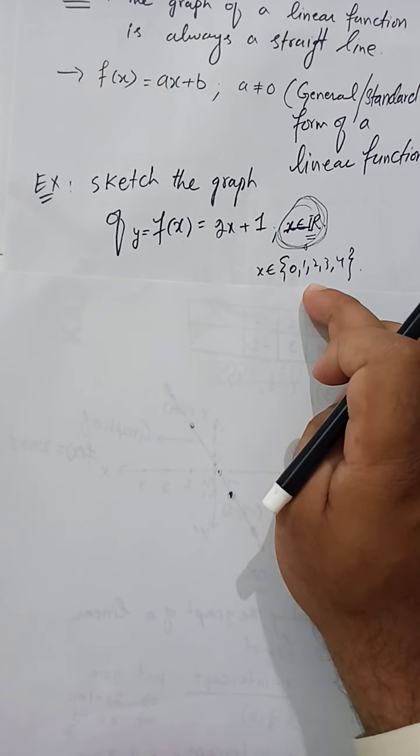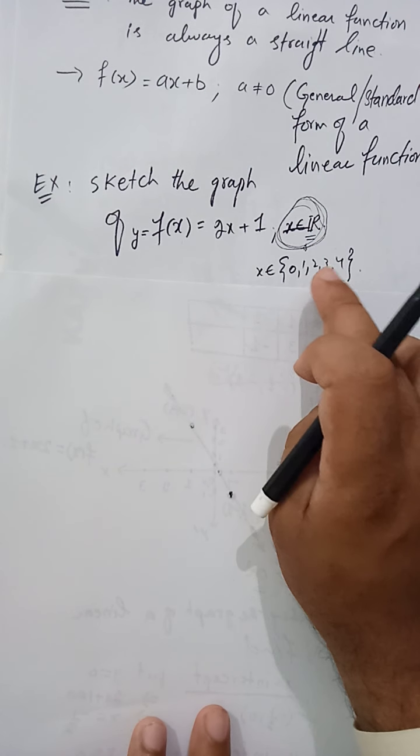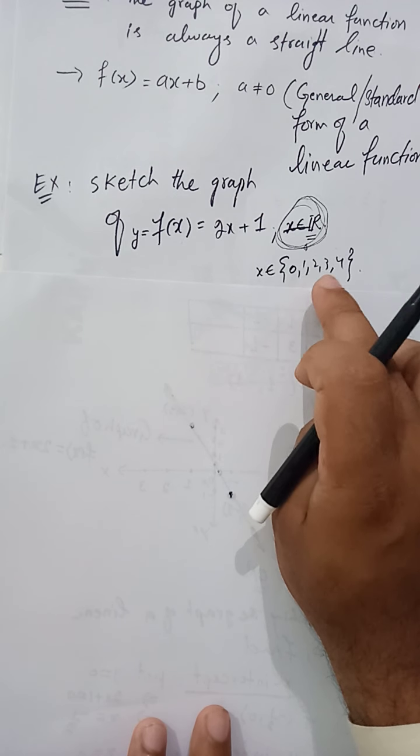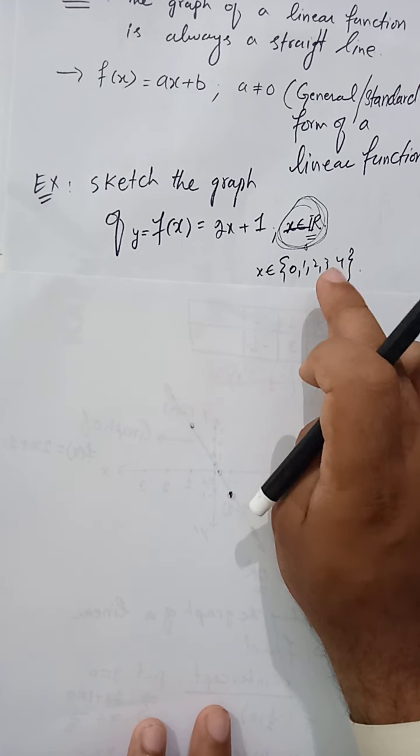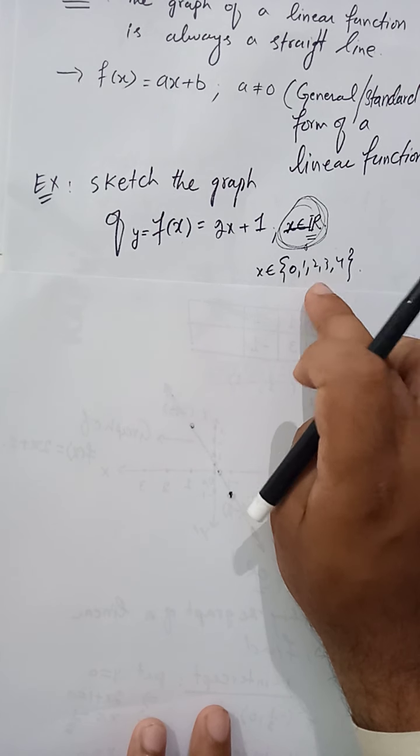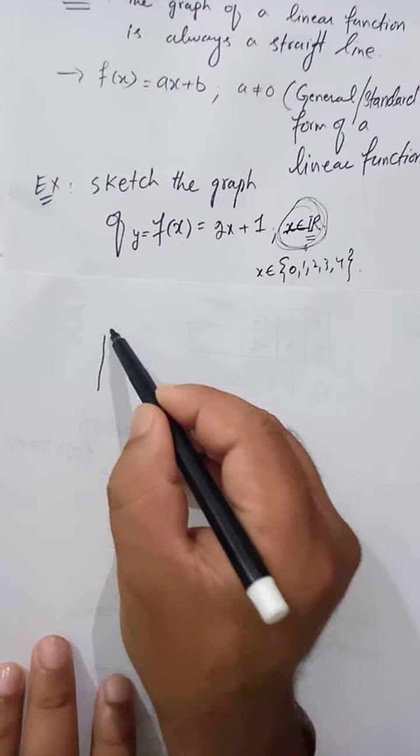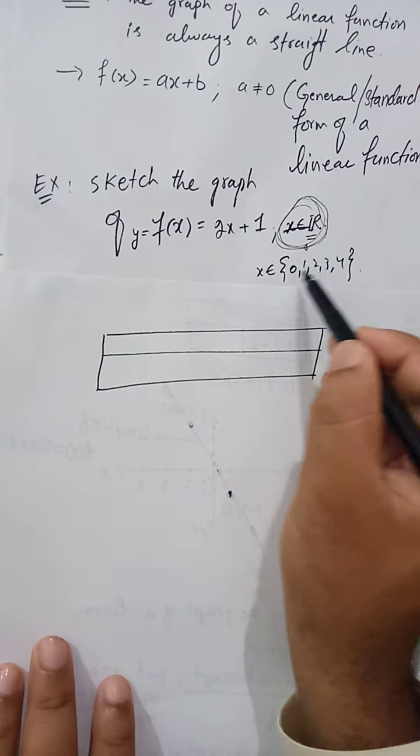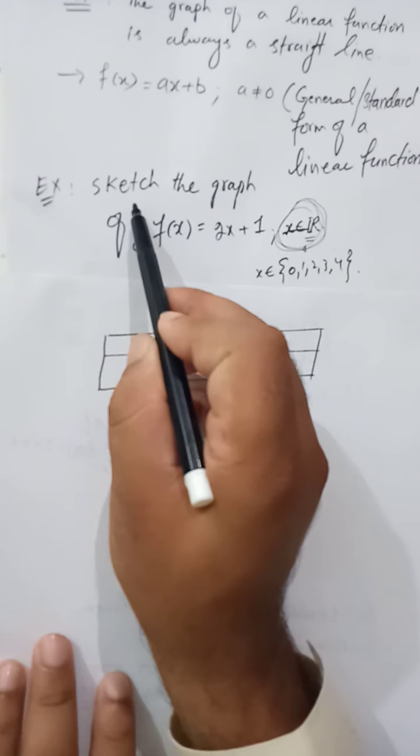The domain is restricted. Although the domain of a linear function is the real numbers R, in this case you need to choose the value of x from this set, meaning this is the restricted domain. It doesn't mean that 5 is not in the domain. 5 is in the domain, but in this question the domain is restricted to these values. So you need to make a table using these values of the domain. We need to sketch the graph of this function.